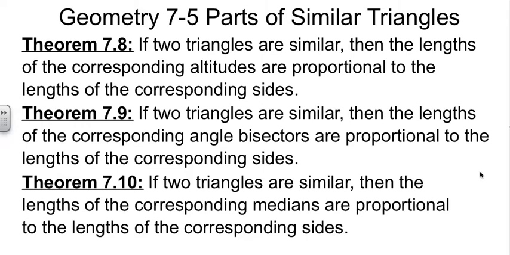And we have three separate theorems, one for each of the special segments that goes with triangles. So if our triangles are similar, then the altitudes are proportional to the lengths of the corresponding sides. Angle bisectors are proportional in 7-9, and medians are proportional in 7-10. The three theorems basically say the same thing. It's just talking about different special segments that go on with triangles.